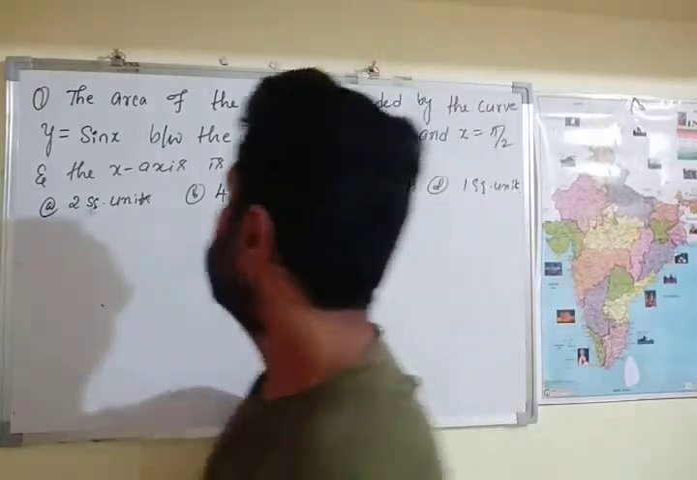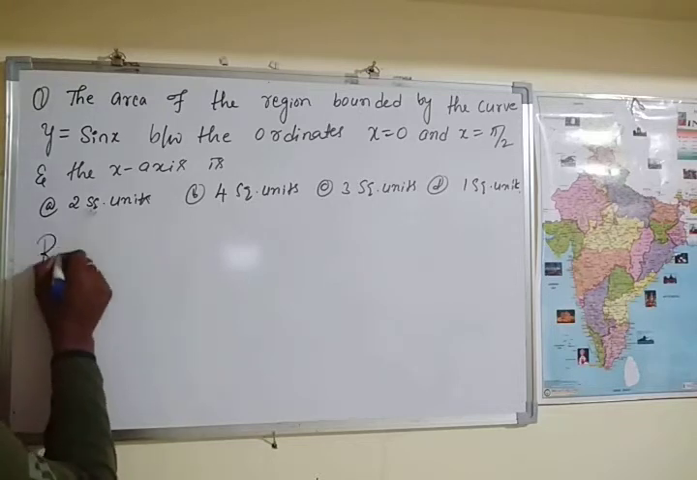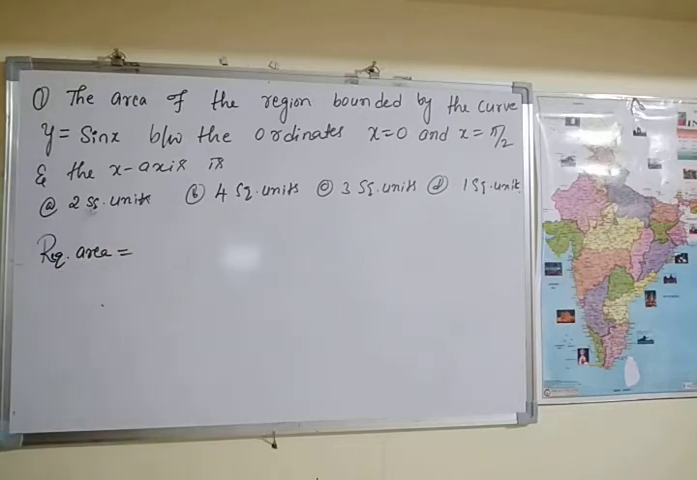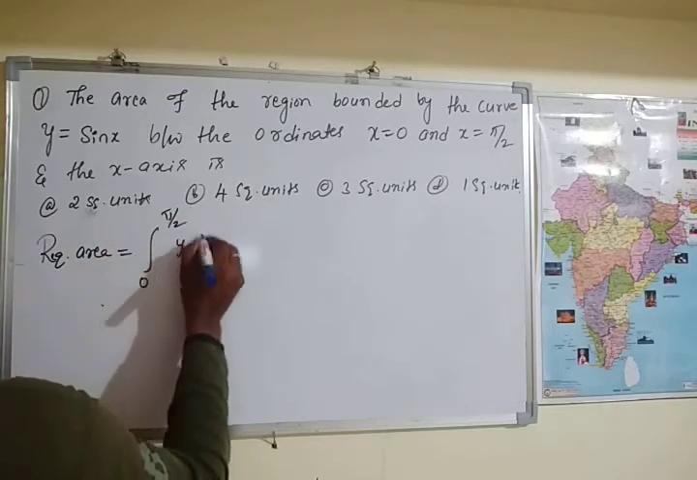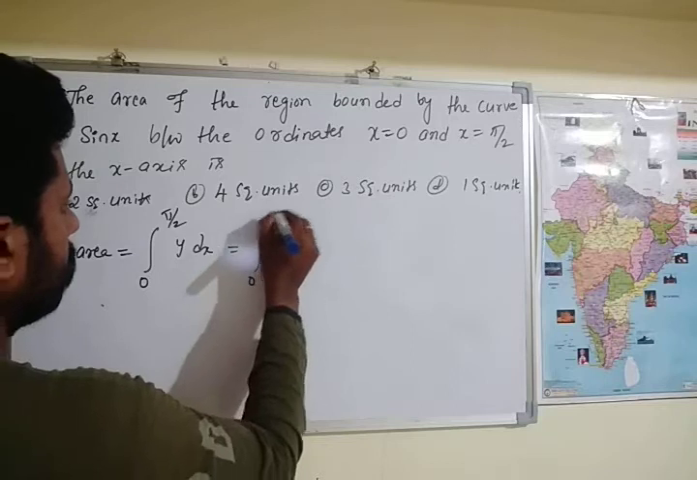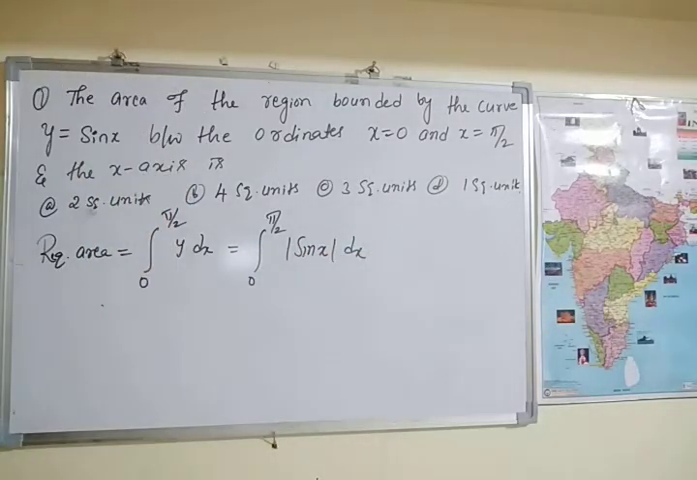So first one: the area of the region bounded by the curve y equals sin x between the ordinates x equals 0 to pi by 2 and the x-axis. The required area is equal to the integral from 0 to pi by 2 of y dx. Here we consider the modulus of the result, which is the integral from 0 to pi by 2 of modulus of sin x dx. The integral of sin x is cos x.